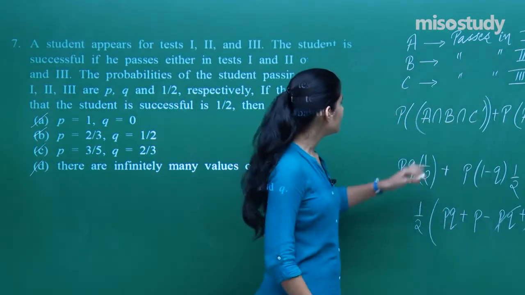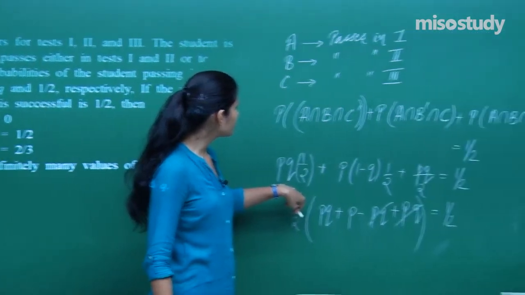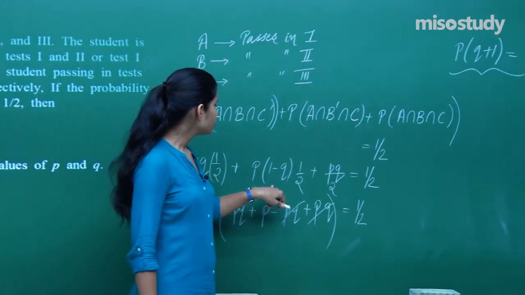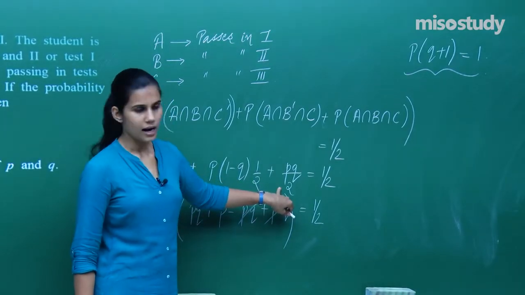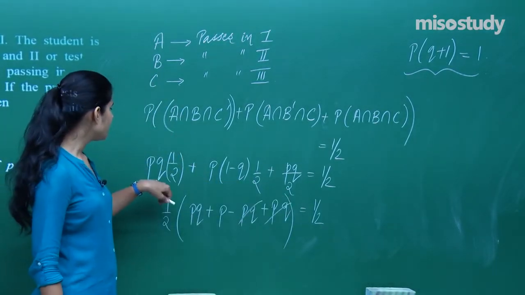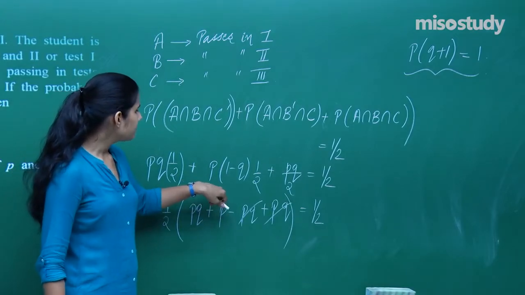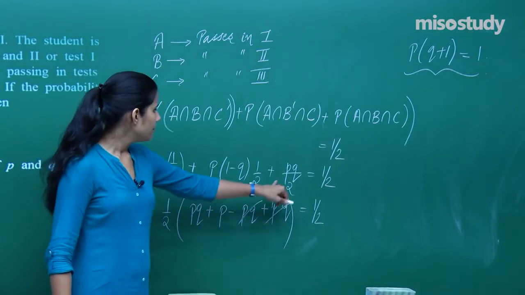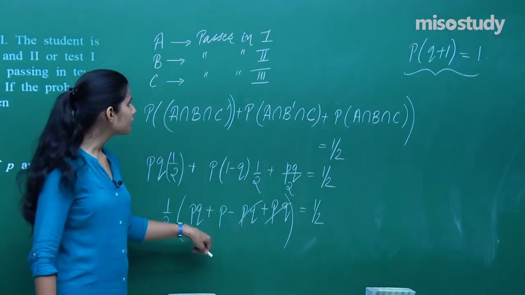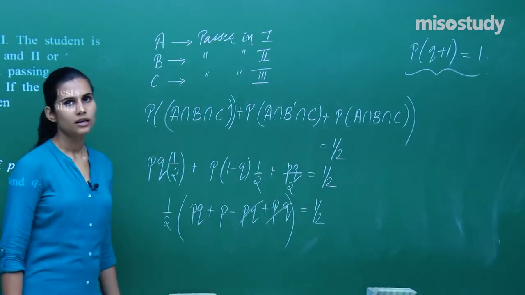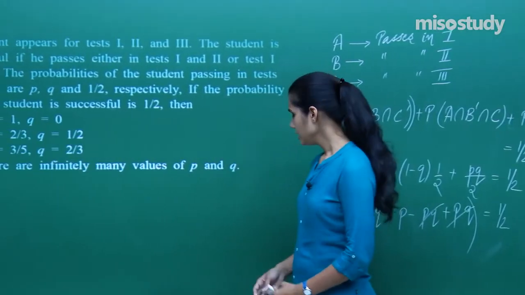So we did nothing, we just wrote the probabilities P into Q into half, then P into 1 minus Q into half, then P into Q into half. So we took out half common, we were left with PQ plus P minus PQ plus PQ. So minus PQ plus PQ got cancelled, P common, Q plus 1 equals 1. Clear? Next question is what?